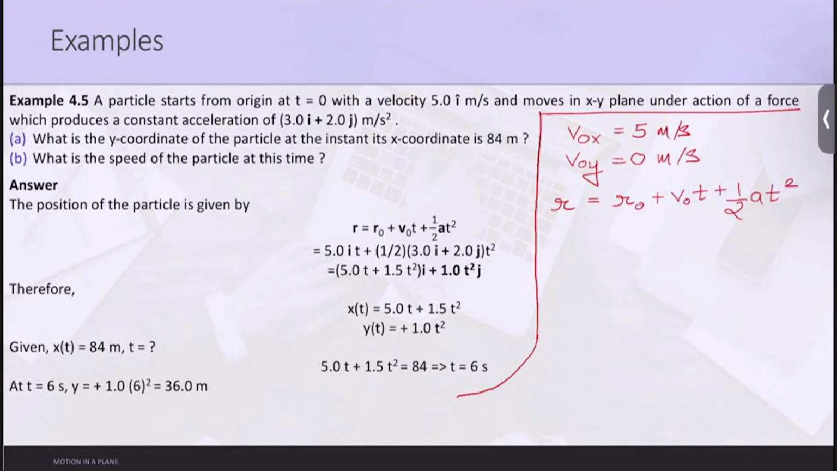Correct? So therefore, let us try to write the equations for your x and y because we can resolve it into two components. We know r naught is 0. The position vector at the origin or at the initial position is 0. So we know r naught is nothing but equal to 0 i cap plus 0 j cap. Correct? Because the particle starts from origin. So this will be 0 plus, what is the initial velocity?